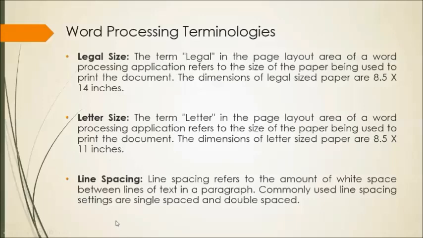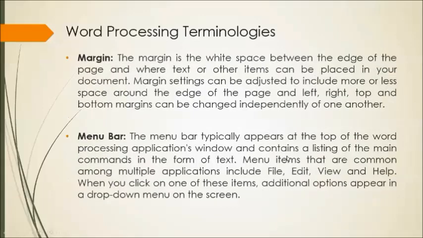Next is line spacing. It refers to the amount of white space between lines of text in a paragraph. Commonly used line spacing settings are single space and double space. Margin. The margin is the white space between the edge of the page and where text or other items can be placed in your document. Margin settings can be adjusted to include more or less space around the edge of the page, and left, right, top, and bottom margins can be changed independently of one another.